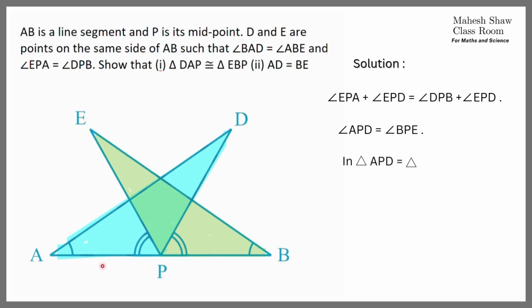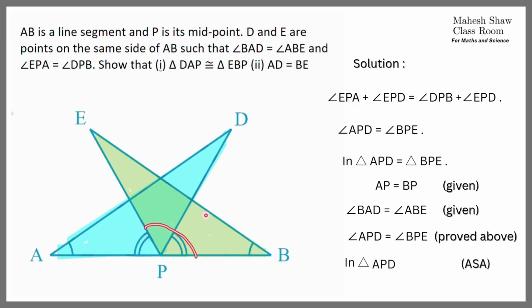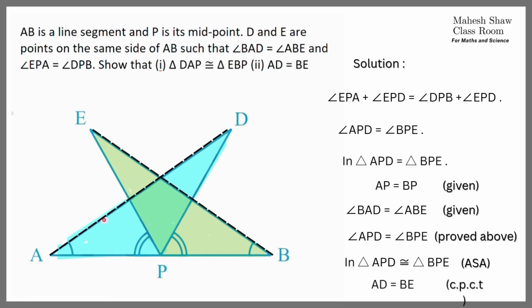So now in triangle APD and BPE, we can say that AP equals BP, that's given as P is the midpoint of AB. And angle BAD is equal to angle ABE. And we have proved that angle APD is equal to angle BPE. So we can say triangle DAP is congruent to triangle EBP. And from CPCT, we can write the length of AD as equal to EB.